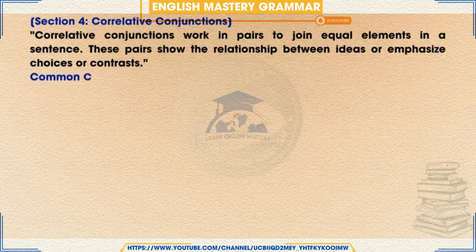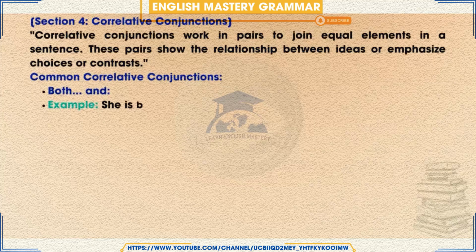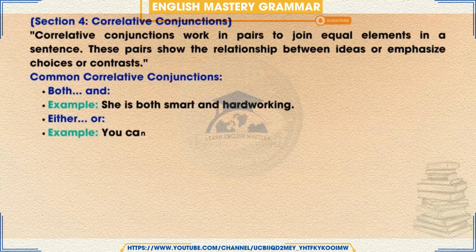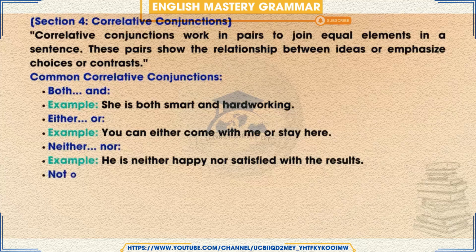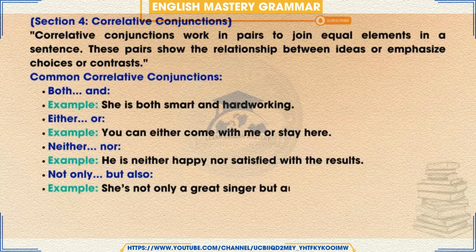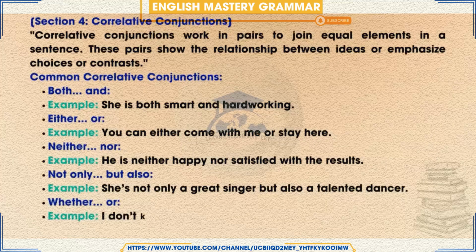Common correlative conjunctions: both...and. Example: She is both smart and hardworking. Either...or. Example: You can either come with me or stay here. Neither...nor. Example: He is neither happy nor satisfied with the results. Not only...but also. Example: She's not only a great singer, but also a talented dancer. Whether...or. Example: I don't know whether to stay or leave.